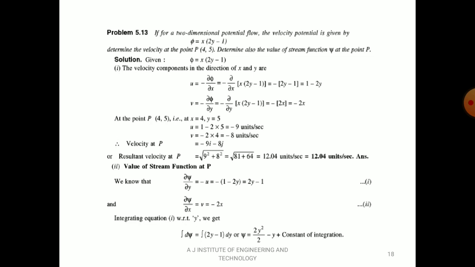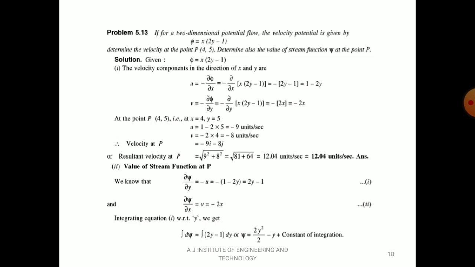At the point P, given in the problem as P (4, 5), that is x equal to 4 and y equal to 5. Just substitute in place of x the value 4 and y the value 5. The expression for u is 1 minus 2y. In place of y, substitute the value 5. So u equal to 1 minus 2 into 5, that is equal to minus 9 units per second. v equal to minus 2x, so in place of x, substitute the value 4. So minus 2 into 4, that is equal to minus 8 units per second.